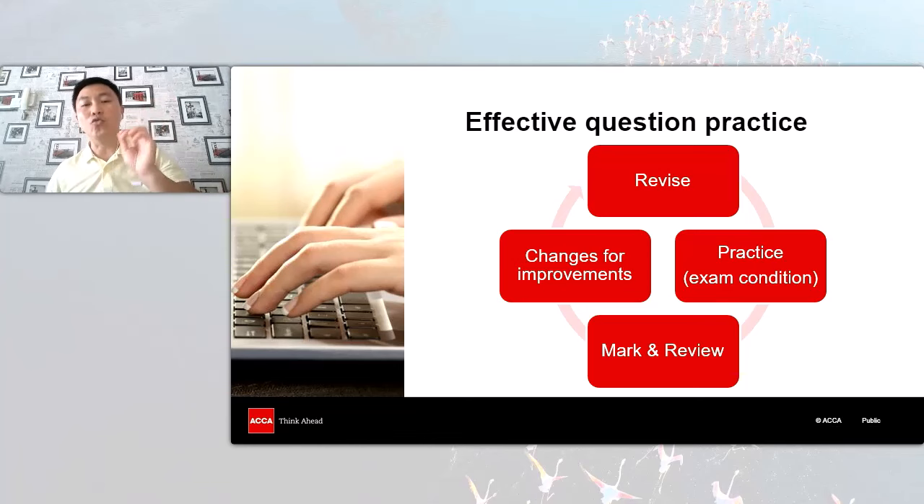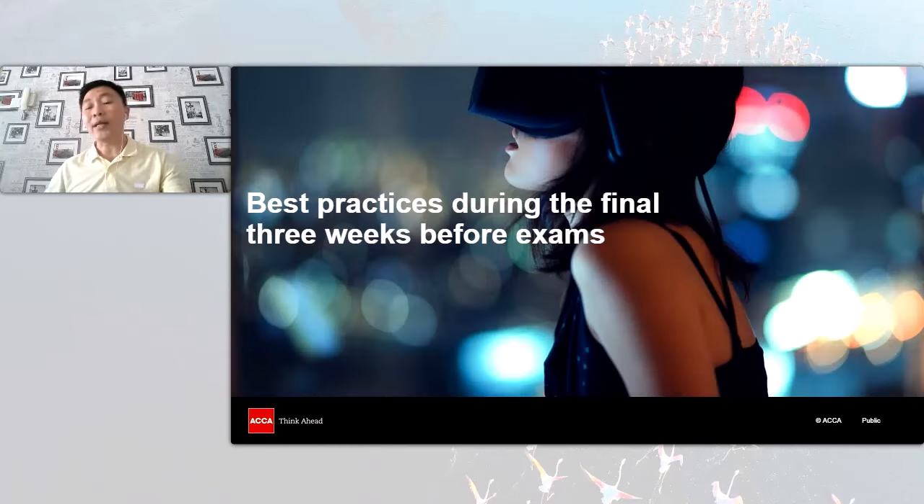Do not just keep practicing without reviewing your work. Do not just keep practicing without changes. If you just keep practicing, you are likely to repeat and inherit the same mistakes and weaknesses. You've got to change it, remember. Anyway, that is what I would suggest for questions practice.